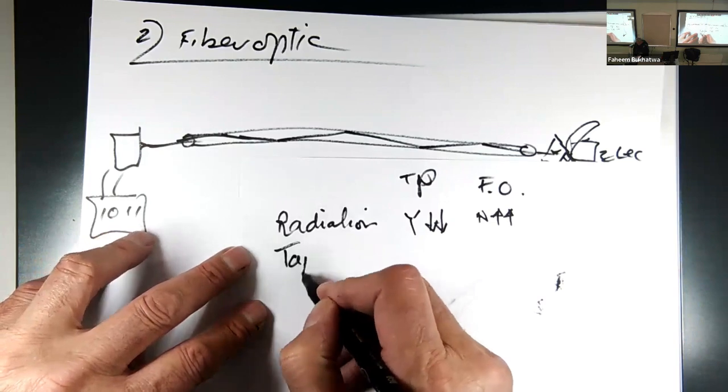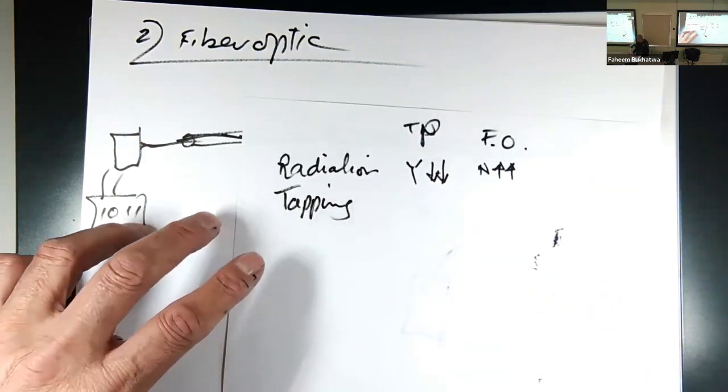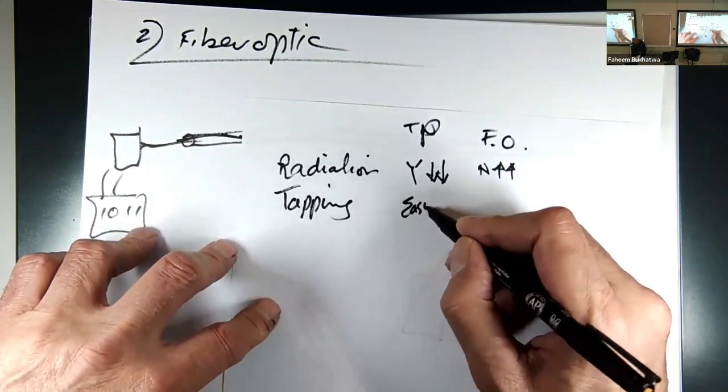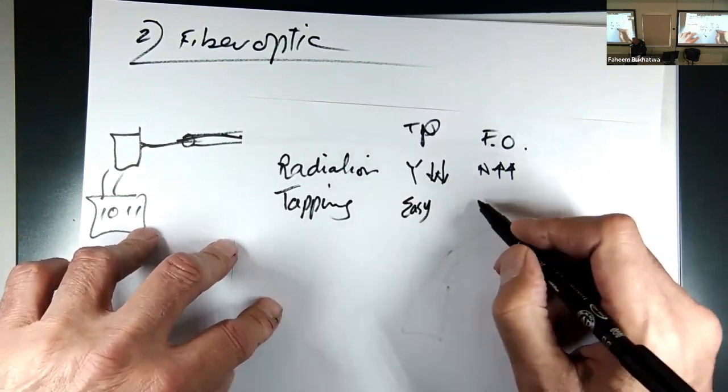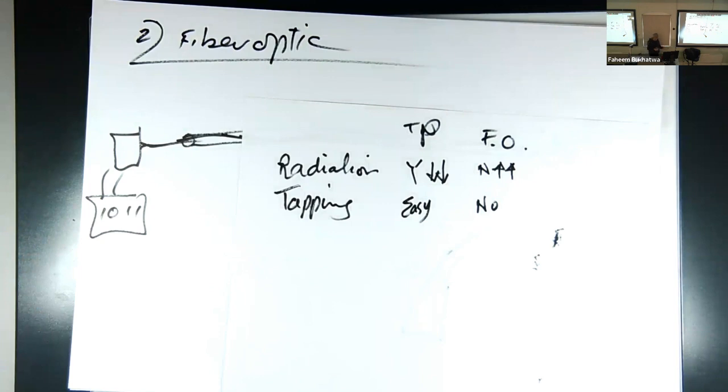tapping. How easily can they be tapped? Now, twisted pair, easy. And this one, no, it can never be tapped in situ. There's no technology, unless you say there is something new, that you can actually break a glass and connect it to another one and weld it back again. It won't work. So far, there's no technology that can do it.